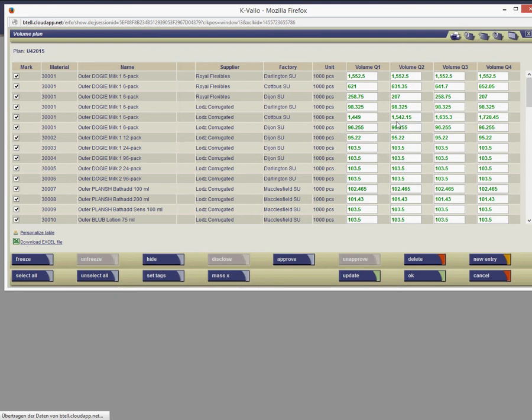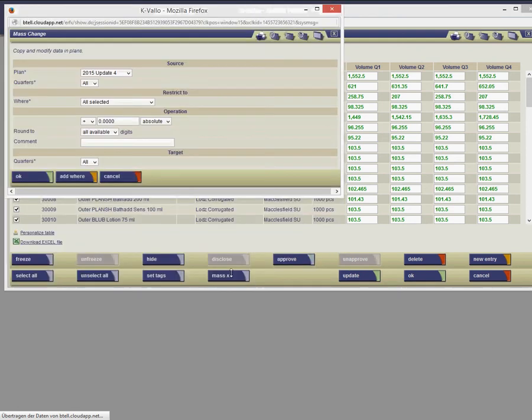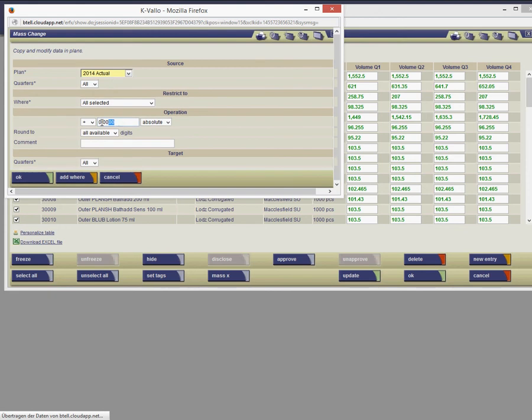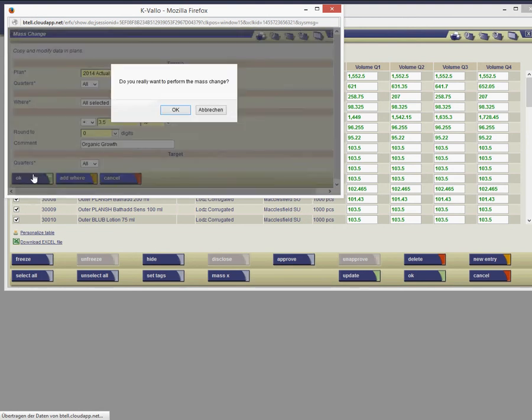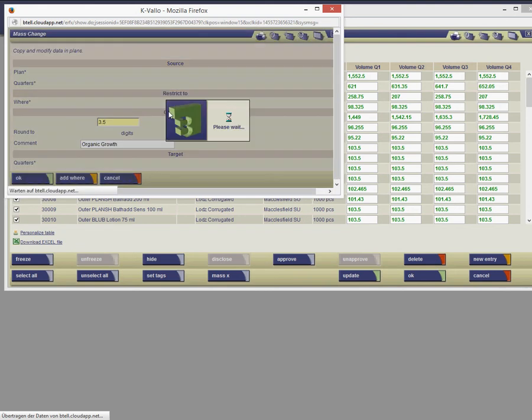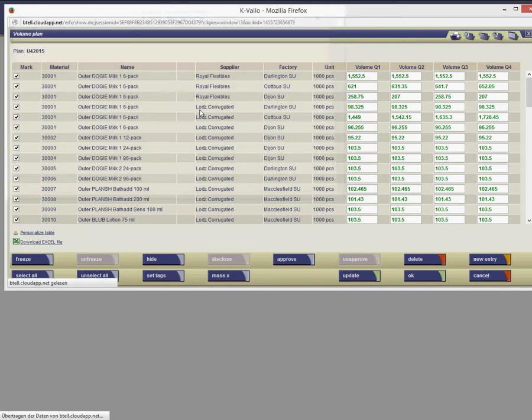To be frank, I'm not very happy with those digits behind the comma. So I'm going to do that again. We take our old plan, the actual 2014, we do 3.5%, but this time we want to have it rounded. And off they go. I'm coming back to this mass change tool because it's a very effective tool.